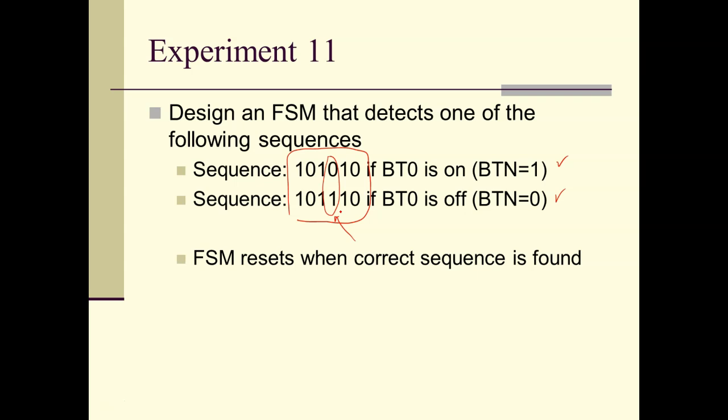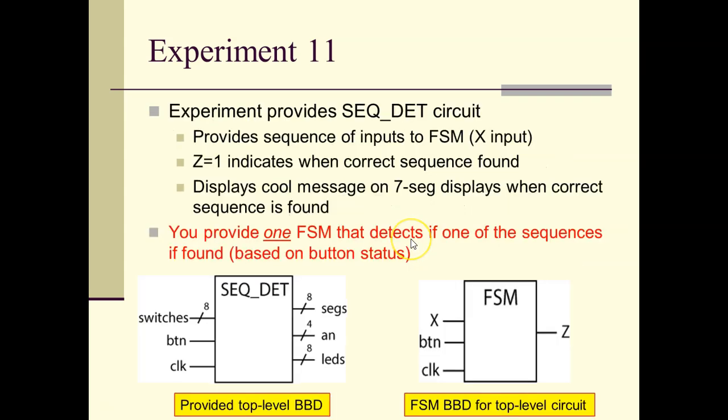This is something that you're going to leverage when you're designing the state machine to use fewer states and to keep your state diagram small. The state machine here is a resetting type, so when it finds the correct sequence, it resets. For this experiment, you are given most of the circuitry required. And so the circuitry here is the sequence detector circuit, but what the sequence detector does is it reads the switches, and uses the values on the switches as the sequence to feed to the state machine.